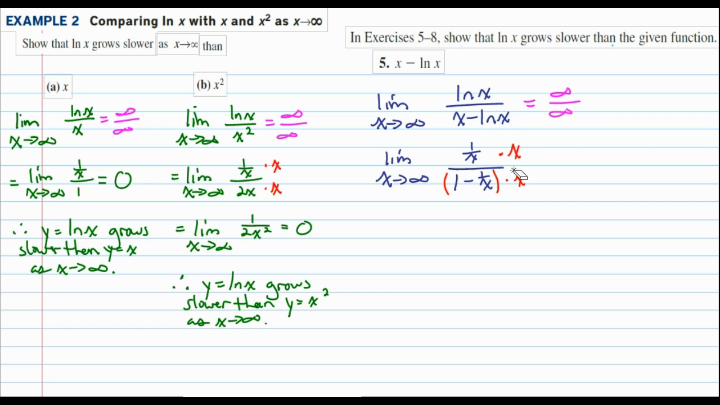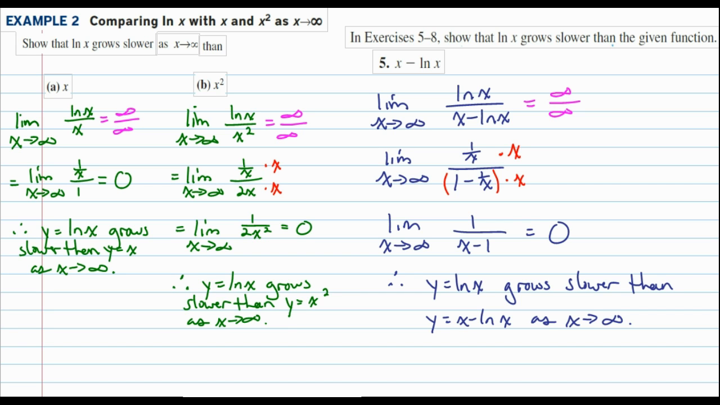So I'm going to multiply both the numerator and denominator by x. Simplify, that's a little less messy. 1 over infinity then is going to be 0. So the limit as x approaches infinity of the natural log of x over x minus the natural log of x is in fact 0 by L'Hopital's. So I can make the conclusion that y equals natural log of x grows slower than y equals x minus the natural log of x as x approaches infinity. In other words, the denominator is going to get larger a lot faster than the numerator is because the denominator is growing faster, the numerator is growing slower.